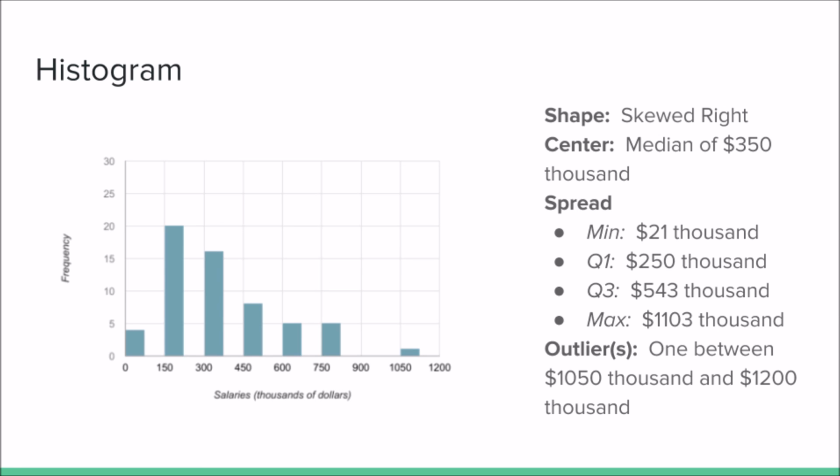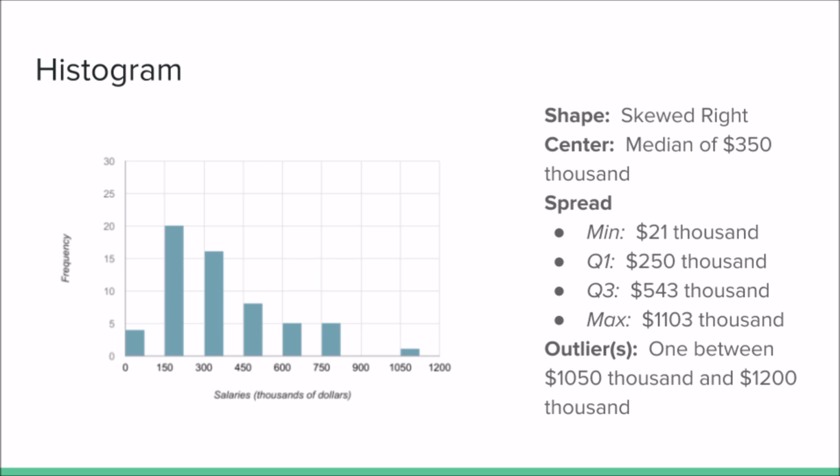So the histogram of the salaries by the thousands, as shown, is skewed to the right. The median of this is approximately $350,000. The 5-number summary of the distribution of CEO salaries is a minimum of $21,000, a quartile 1 of $250,000, a quartile 3 of $543,000, and a maximum of $1,103,000.